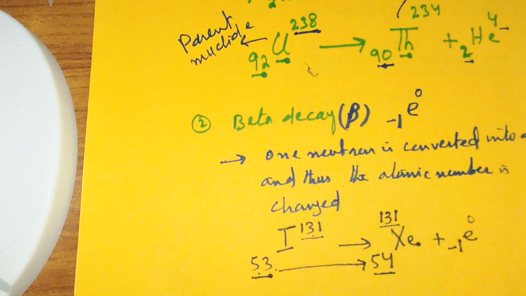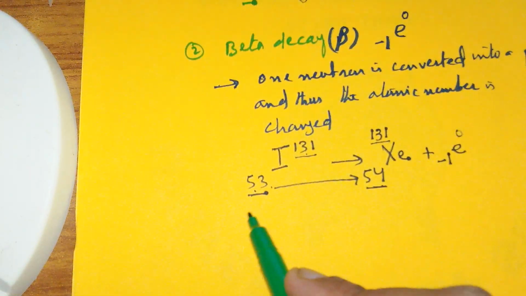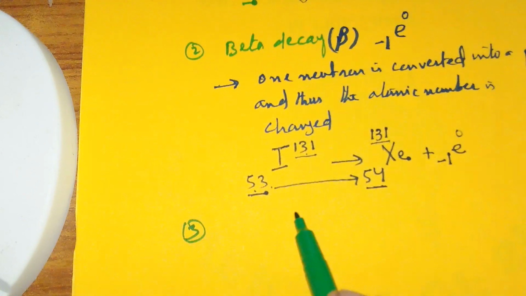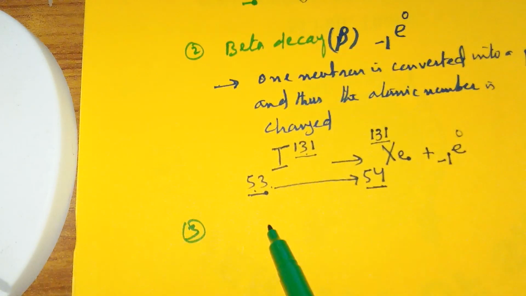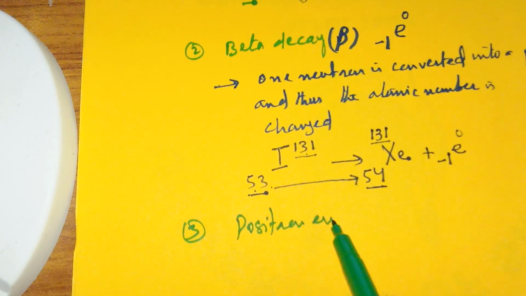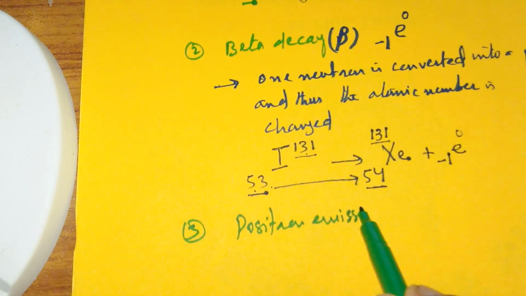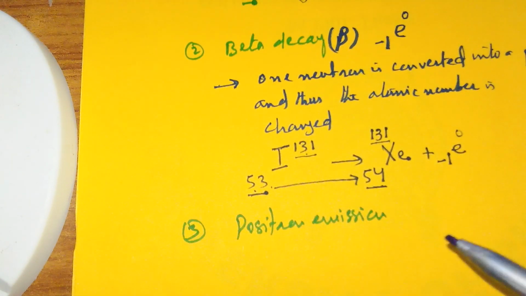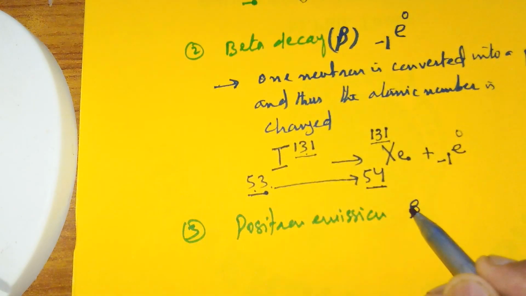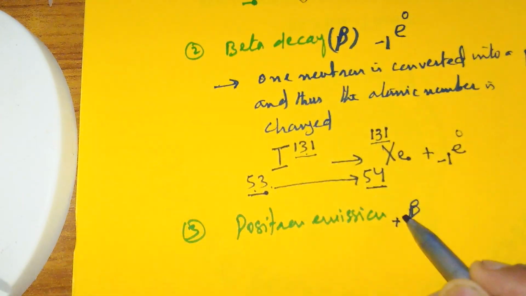Now we have the third decay, which is positron emission. A positron emission can be represented like this: this is a beta, and this will be +1, and this is 0.